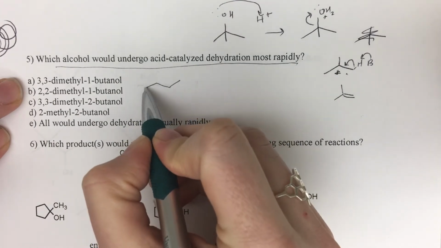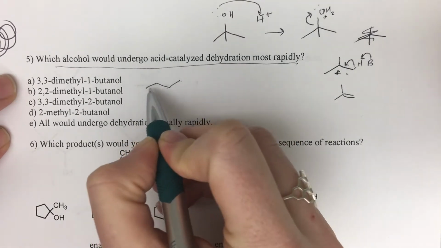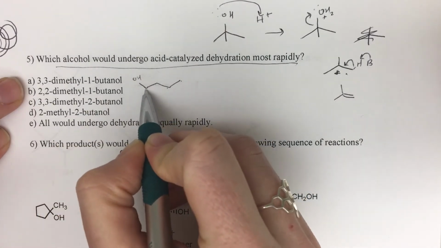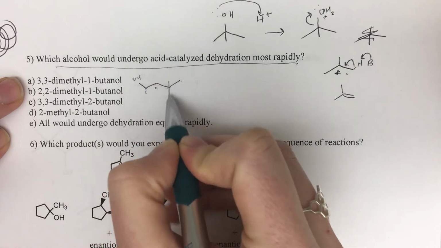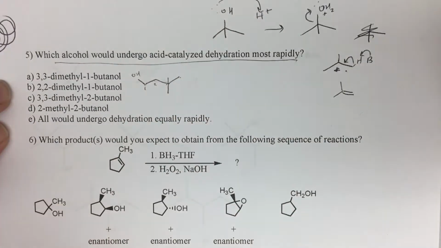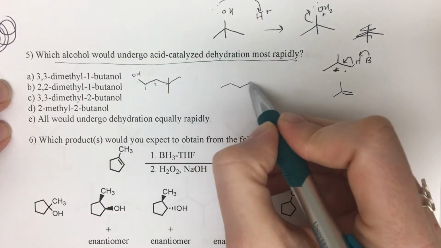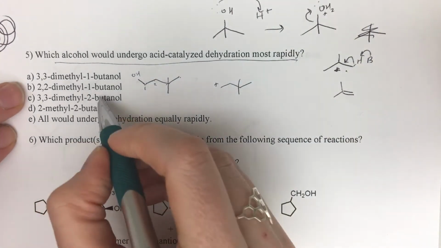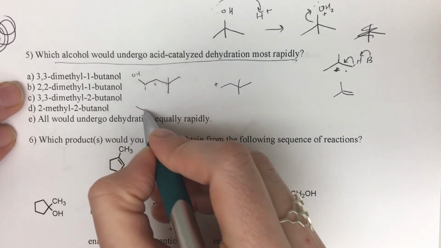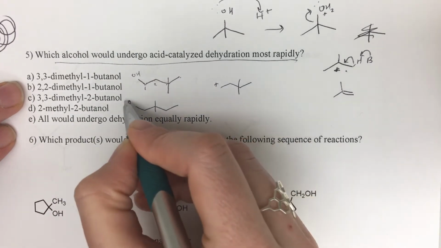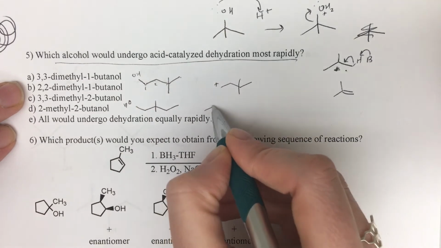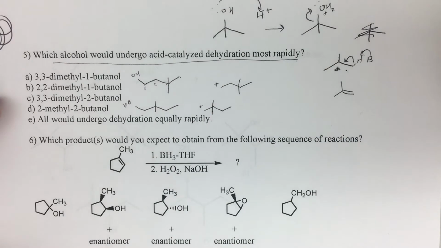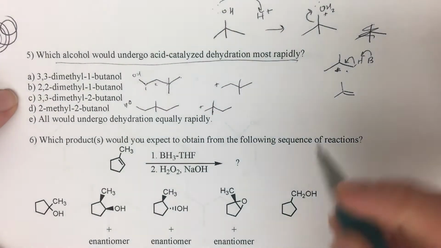3,3-dimethyl-1-butanol, so butane is 1, 2, 3, 4. If it has an alcohol on 1, and then that's carbon 1, 2, 3, has 2 methyl groups, then that's going to give you a primary carbocation. That does not happen very well, so that's probably not going to be your option. 2,2-dimethyl-1-butanol, so it's the same basic structure, but it's moved over 1, so you'd end up with this, and that could undergo rearrangement, so that would be a better option, but still not a great option.